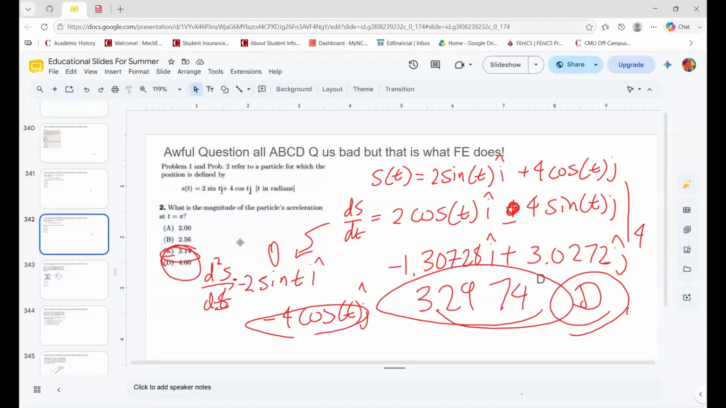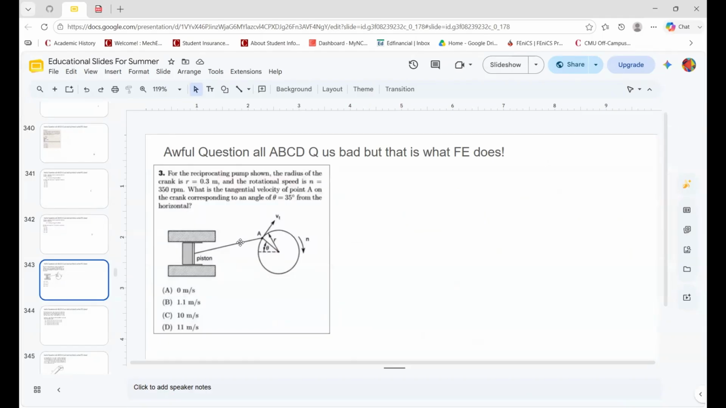Let's look at this question now. Question 3.4. For a reciprocating pump shown, the radius of the crank is r equals 0.3, and the rotation is n equals 350 RPM, which means revolutions per minute, I believe. What is the tangent velocity at point A on the crank corresponding to angle 30 degrees? So this is Vt equals r omega, clearly. So what we're solving for is just Vt at this point. I don't think this is complicated, you don't need to do a lot of things.